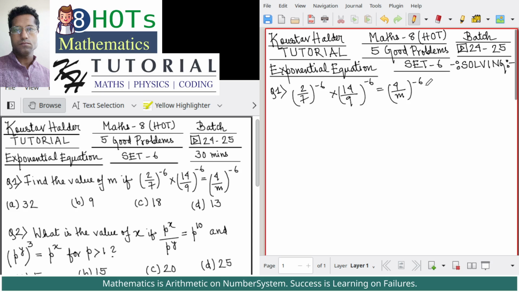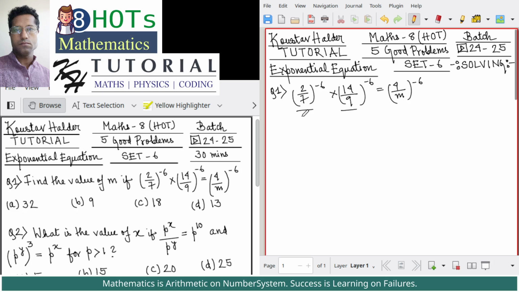Now, as you can see, the unknown is on the right hand side and it is in the base, but only in the denominator of the base. And on the left hand side, we have two exponential terms, where the base of the first factor is 2/7 and the base of the second exponential term is 14/9. Now, please note that 14 is equal to 2 multiplied by 7, and we have as a base the 2/7 of the first factor.